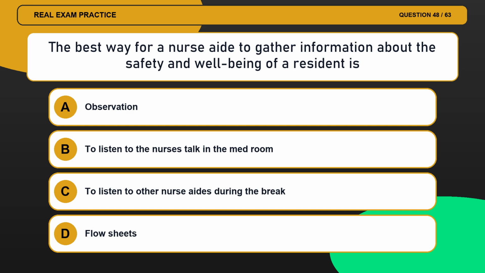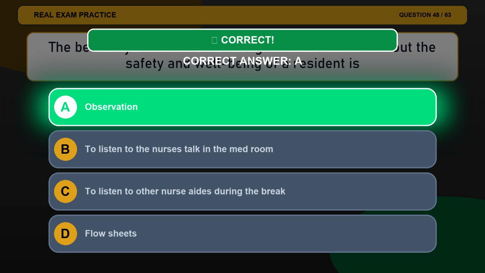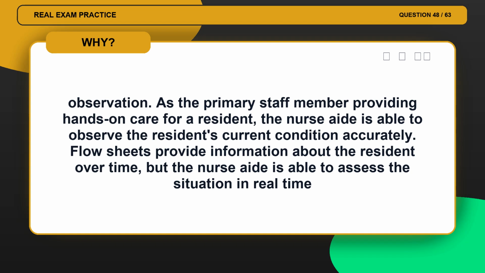Question 48. The best way for a nurse aide to gather information about the safety and well-being of a resident is: Option A, observation. Option B, to listen to the nurses talk in the medroom. Option C, to listen to other nurse aides during the break. Option D, flow sheets. The correct answer is option A, observation. As the primary staff member providing hands-on care for a resident, the nurse aide is able to observe the resident's current condition accurately. Flow sheets provide information about the resident over time, but the nurse aide is able to assess the situation in real time.